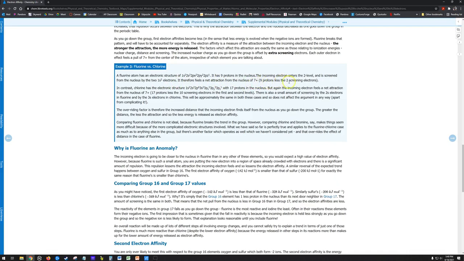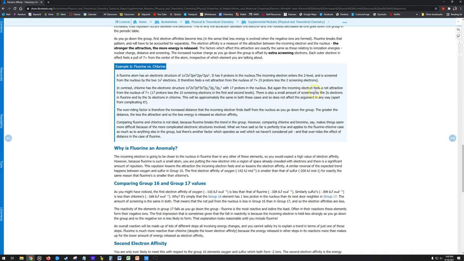9 protons less than 2 screening electrons. Okay, I don't understand that part. In contrast, chlorine has the electronic structure of 1s2, 2s2, 2p6, 3s2, 3p5, with 17 protons in the nucleus.